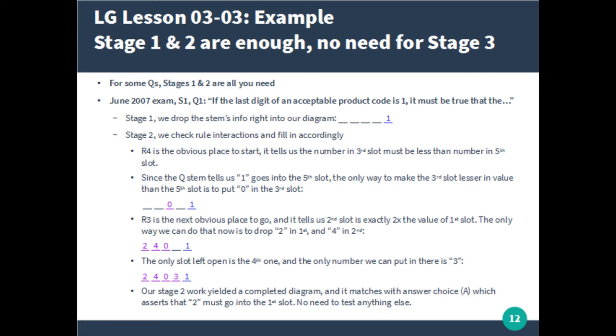After we've taken care of the obvious rule 4 here, rule 3 seems like the next obvious place to go. What rule 3 tells us is that the 2nd slot is exactly twice the value of the 1st slot. With the remaining entities that we have available, the only way we can accomplish what rule 3 wants us to do is to drop the entity 2 in our 1st slot, and then drop the entity 4 in our 2nd slot, like so. So we have 2, 4, 0, blank, and a 1. Now at this point, the only slot left unfilled is the fourth one, and the only entity that we can put in there is 3. So conveniently, we end up with 2, 4, 0, 3, 1.